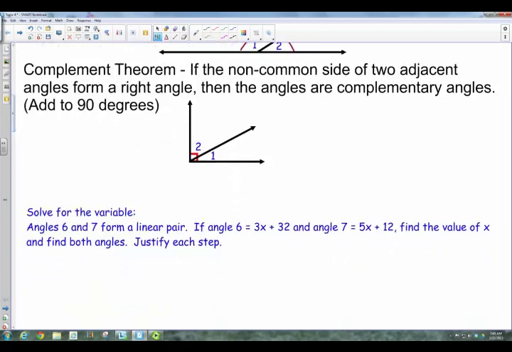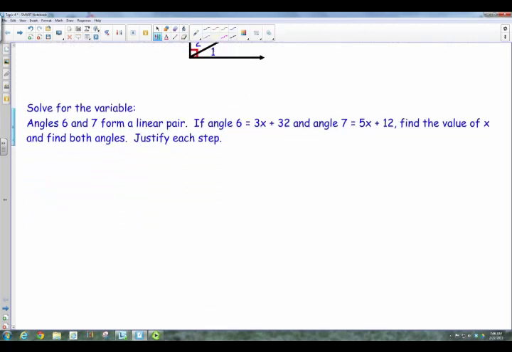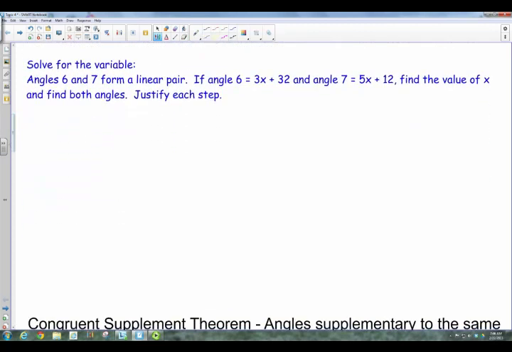Complement theorem says if two non-common sides of two adjacent angles form a right angle, then the angles are complementary. Now what that basically means is you have this side and this side. Those are non-common sides, okay, of adjacent angles, and adjacent means right next to each other. Then they have to form a right angle, and you guys know that right angles are 90 degrees. Okay, so complementary angles add up to 90, supplementary angles add up to 180. Alright, so let's use some of this to see what we get.